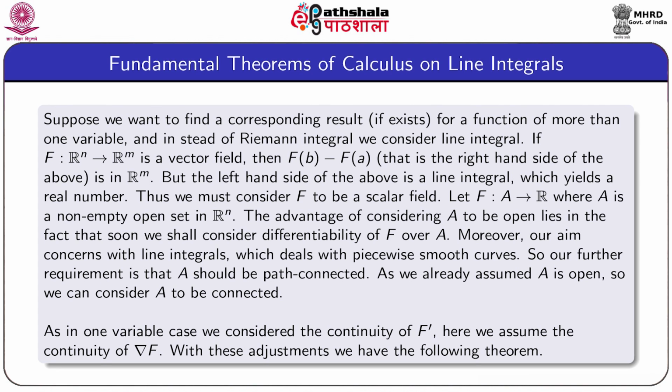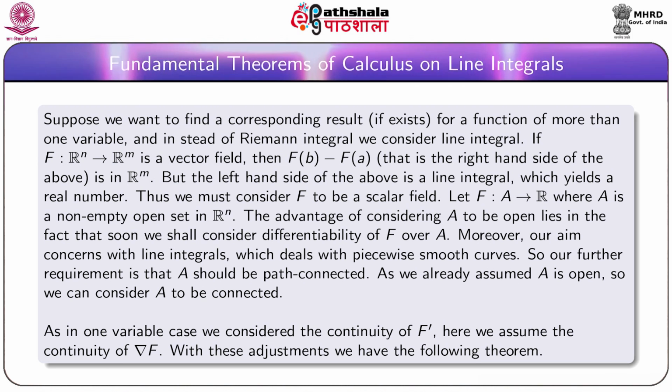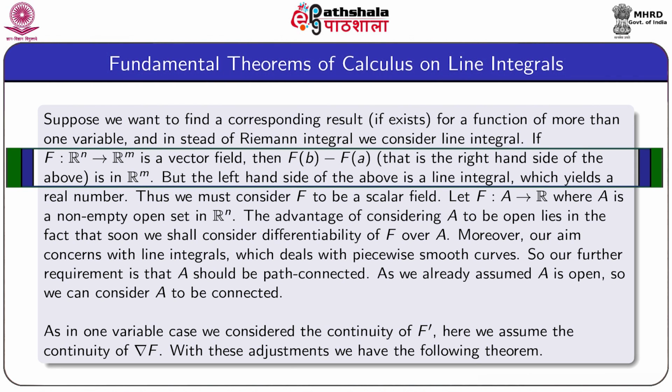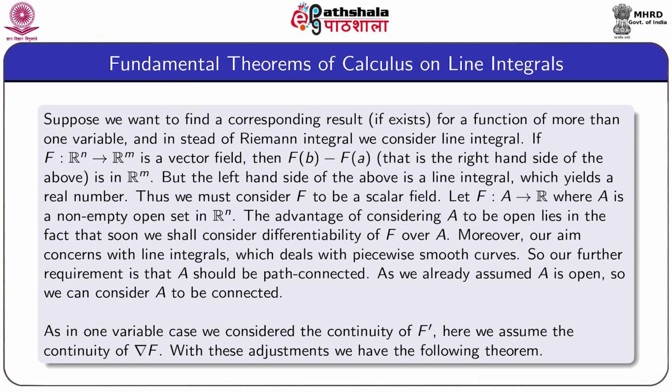Suppose we want to find a corresponding result, provided it exists, for a function of more than one variable, and instead of the Riemann integral we consider the line integral. Now let us look back at the result. If F from R^n to R^m is a vector field, then F(b) minus F(a), that is the right hand side of the above result, is in R^m. But the left hand side of the above is a line integral which yields a real number. Thus, we must consider F to be a scalar field, that is, our small m should be 1.